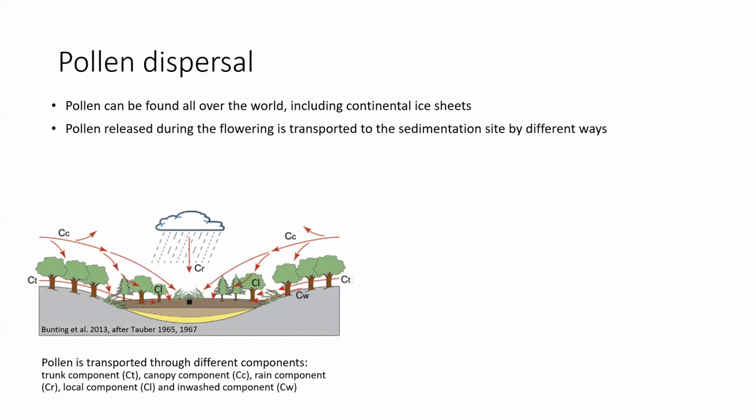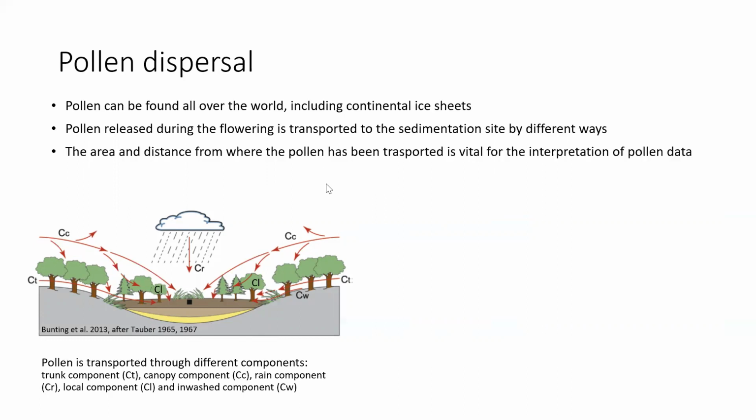Then there is an inverse component, which, for example, for lakes and some mires that have their surface level lower than the surrounding environment, means you can get pollen with runoff from the surrounding areas. Or you can have a local component, which basically comes from the local vegetation. And this is all quite important for the interpretation of pollen data.